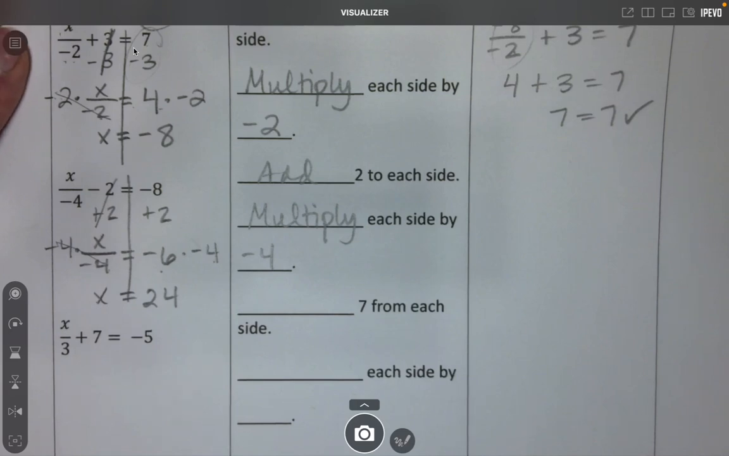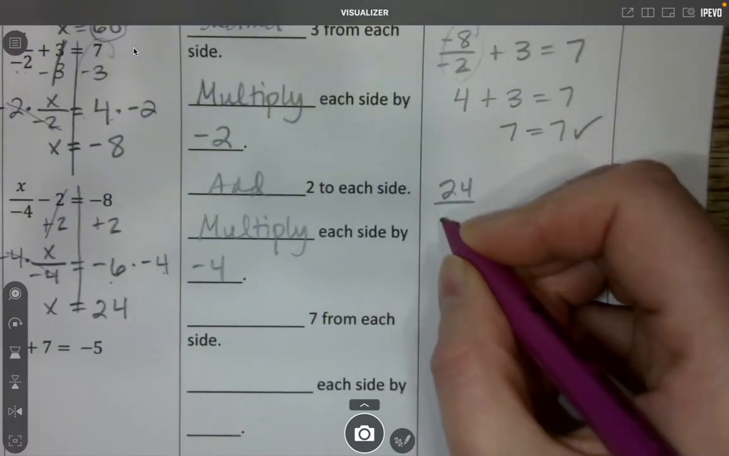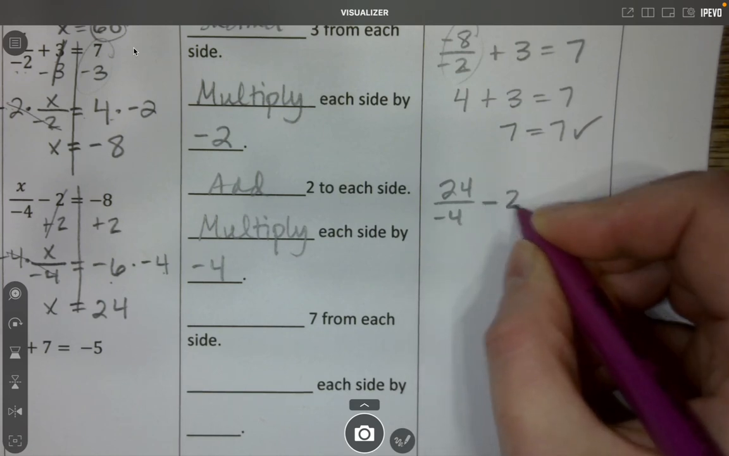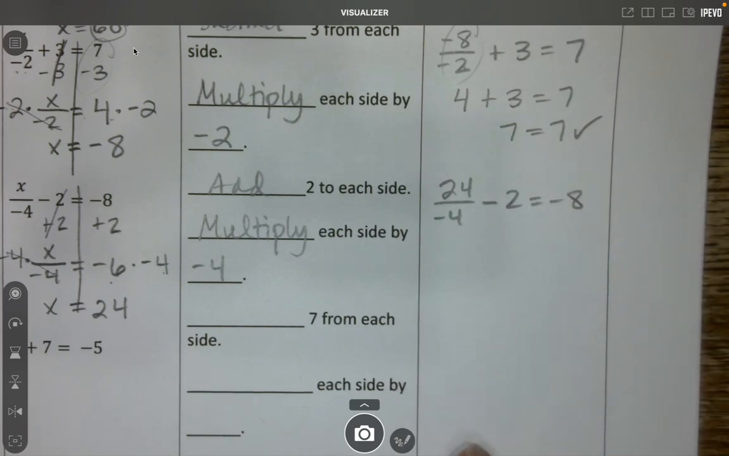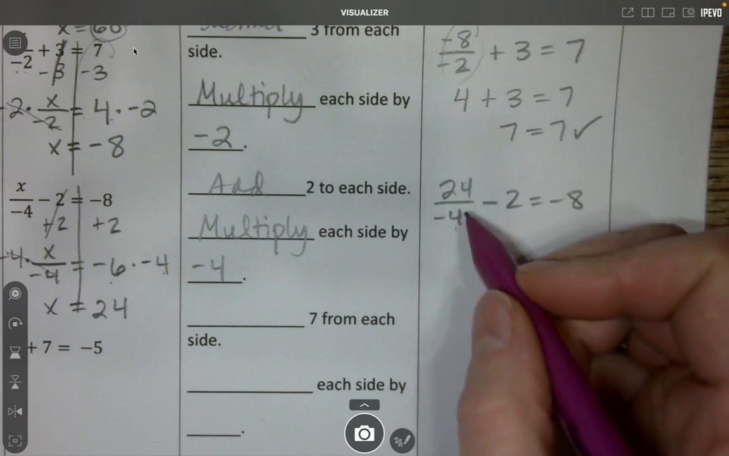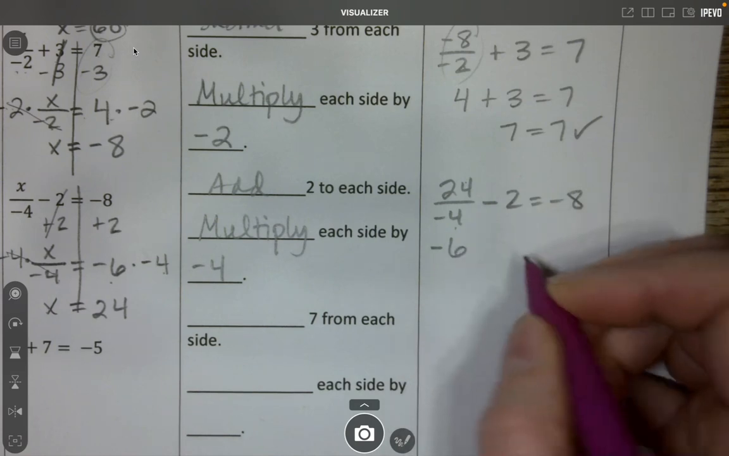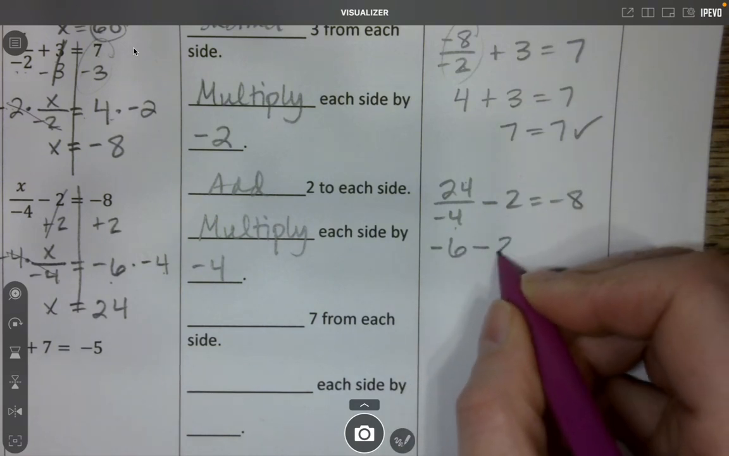So now let's go ahead and check our answer. Does positive 24 divided by negative 4 minus 2 equal negative 8? This is what we're checking now. So 24 divided by negative 4. Positive divided by negative is a negative. 24 divided by 4 is 6. So I have negative 6 minus 2.